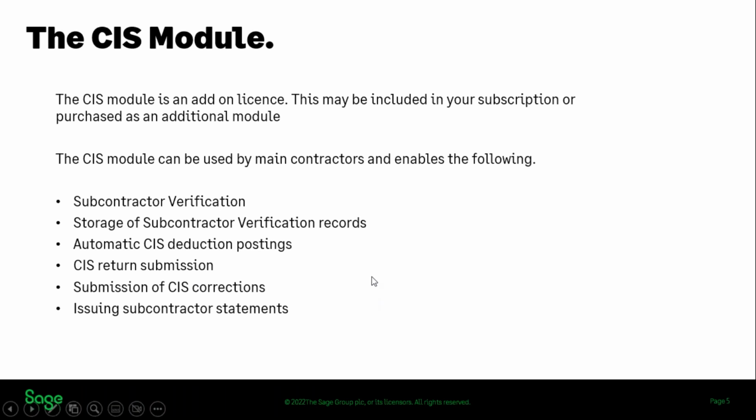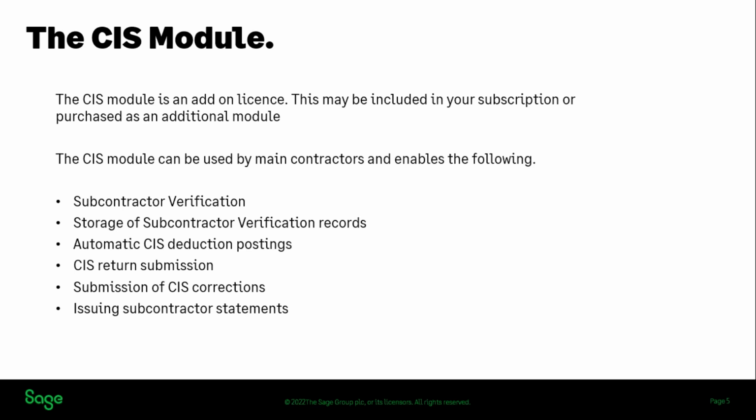And first of all, we're just going to talk about what the CIS module actually does. So it is an add-on license. It might be something that's already included in your subscription, or you may need to purchase it as an additional module. If you're not sure if it's included, then you would be best to speak to our technical support team or log on to your MySage account and just take a look at what's included in your subscription.